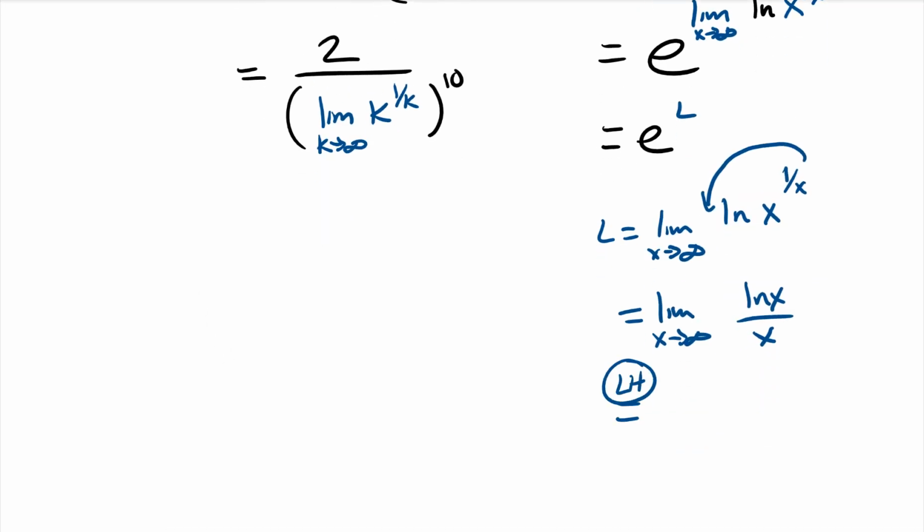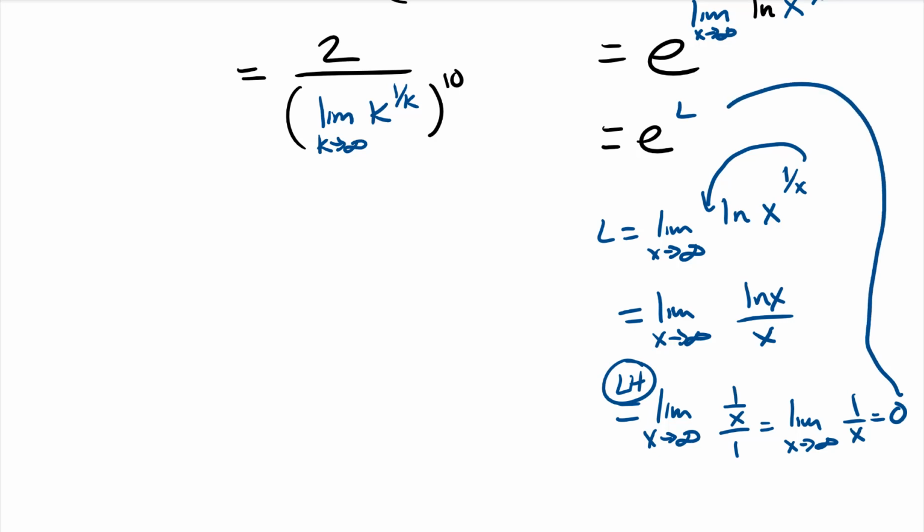So we now have an infinity over an infinity case. We get the limit as x tends towards infinity of 1 over x over 1, which is the limit as x tends towards infinity of 1 over x. Where's this go? This goes to 0. So we pop it back in and we're like, oh, this is actually 0. E to the 0th is 1. So we just solved that.